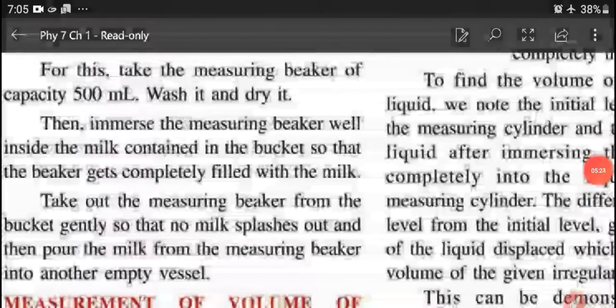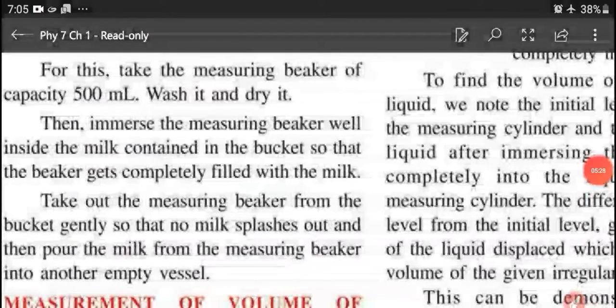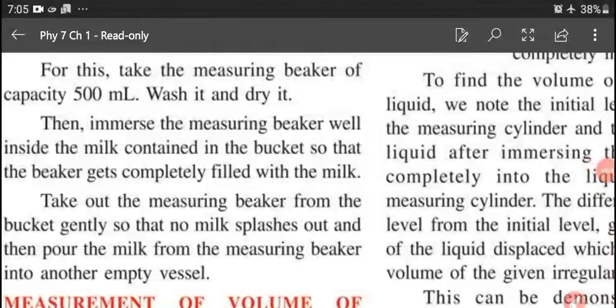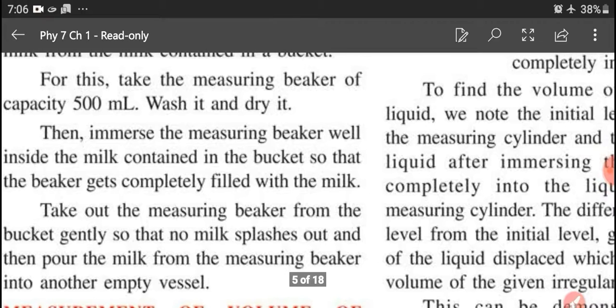Now our seventh question. You are required to take out 200 ml of milk from a bucket full of milk. How will you do it? Take the measuring beaker of capacity 500 ml. Please open page 5 and mark it.